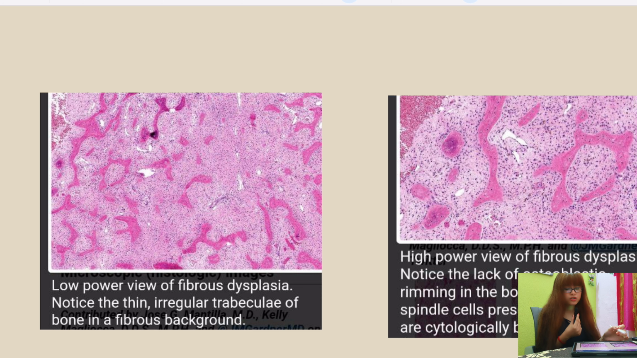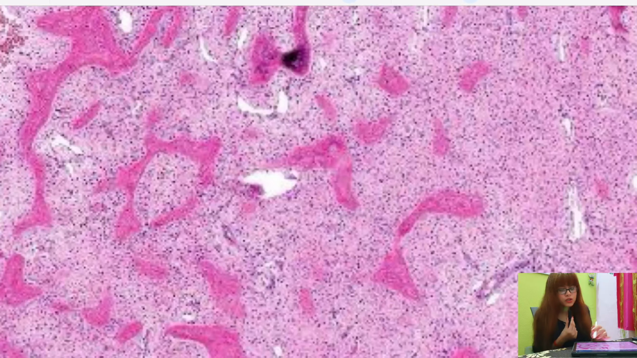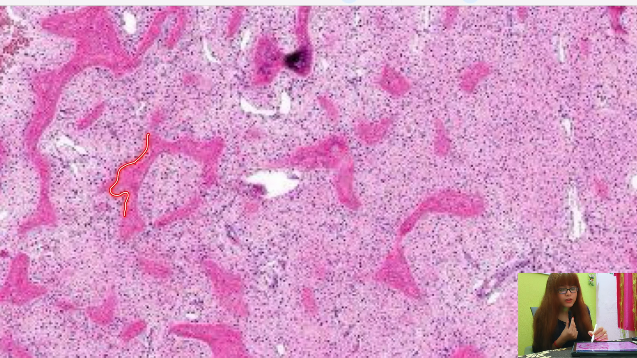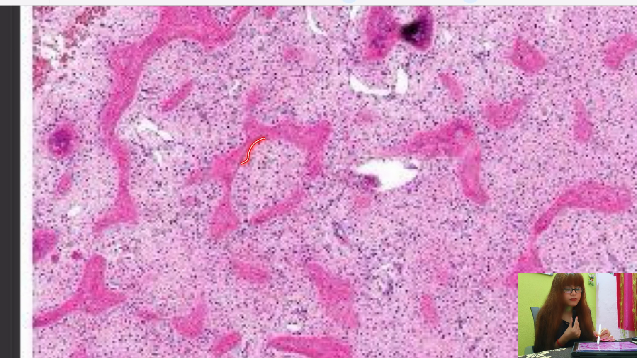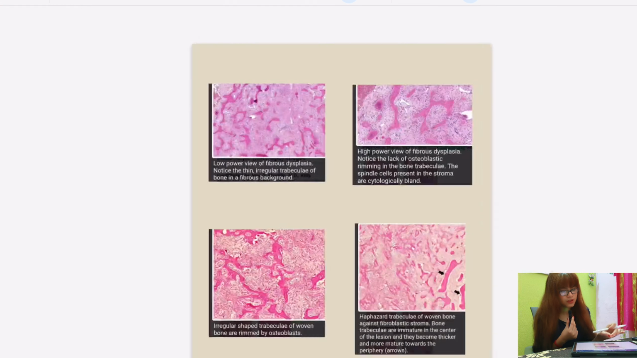This is fibrous dysplasia. But the important point is that there is no osteoblastic rimming. Can you see any kind of cells? I know this is a little bit hazy, but please try to figure that out. Can you see any osteoblasts surrounding this woven bone? There are no osteoblasts surrounding this woven bone. So this is absence of osteoblastic rimming. There is no osteoblastic rimming surrounding the woven bone in case of fibrous dysplasia.